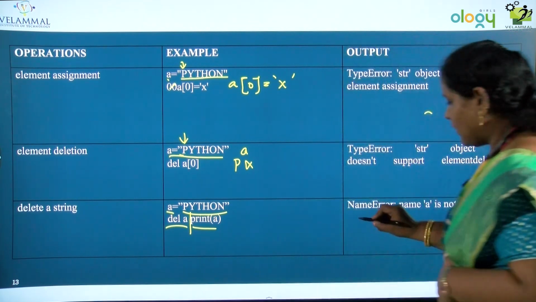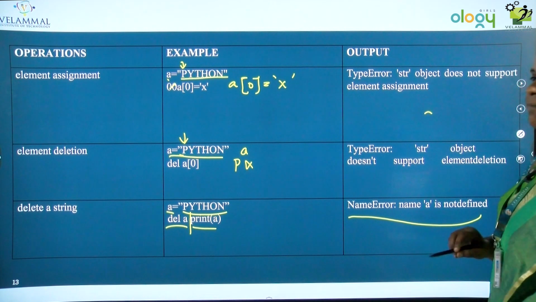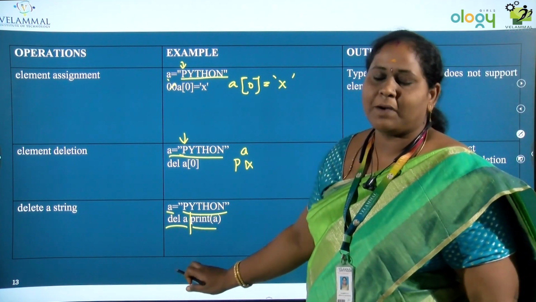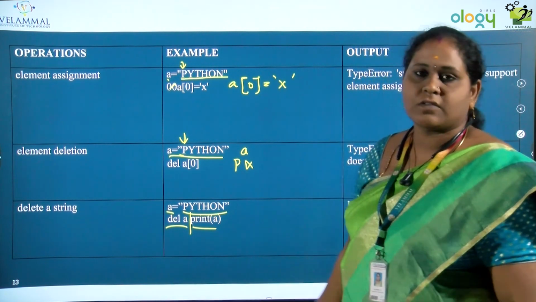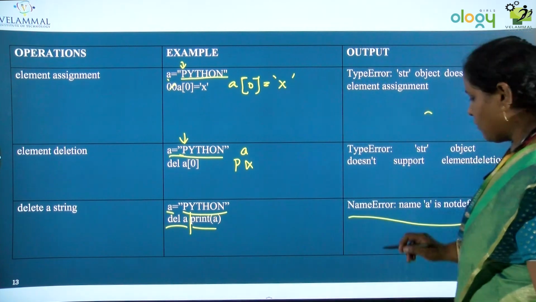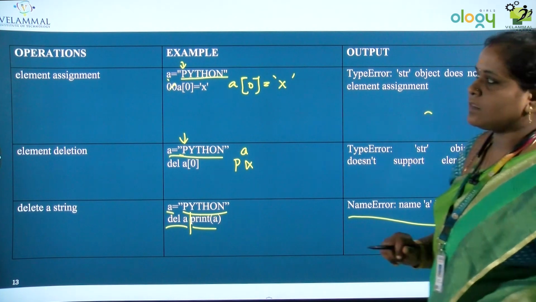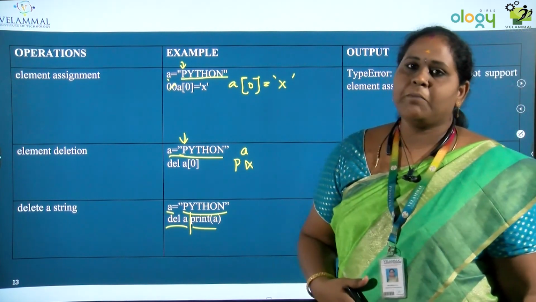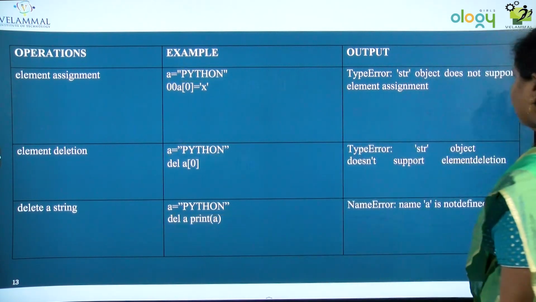Okay, so now the output comes as name error because we have already deleted the string. If you print A, the string is not going to be available, so you got the output as name error. So these are the three basic operations which show that a string is immutable. Let us go on to the next slide.